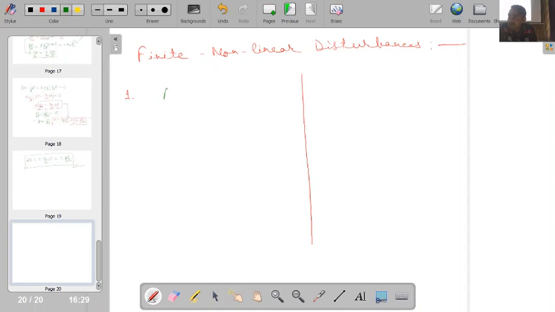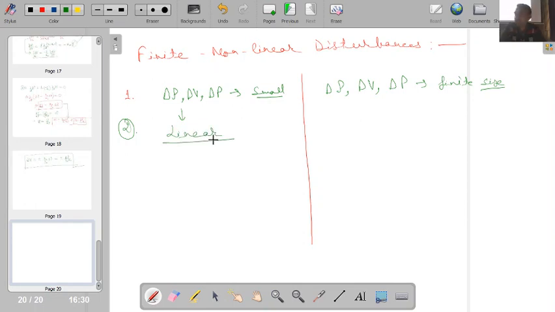In case of linear waves, delta rho, delta V and delta P were small. Over here, all these quantities will be of finite size. Second important point is, when we considered that these values are small, our governing equations were approximated with the linear form of equations. And here in this case, our governing equations will be non-linear.